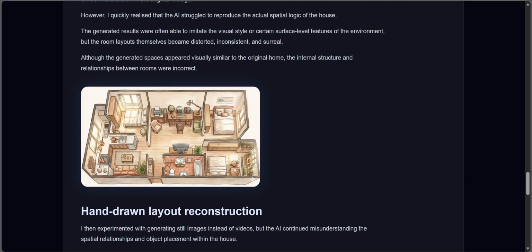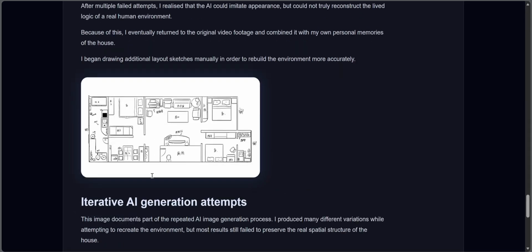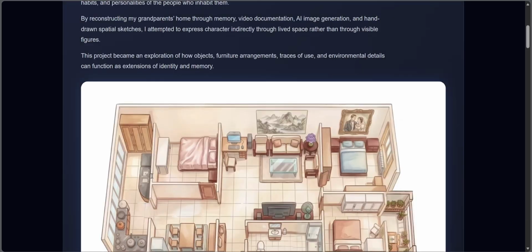human living space. So I returned to my own memory and the original video footage, and began to draw the spatial structure by hand. I paid attention to many details, such as the cushions on the chairs, traces left by long-term use, handmade paper rubbish boxes, storage areas, and the relationships between rooms.